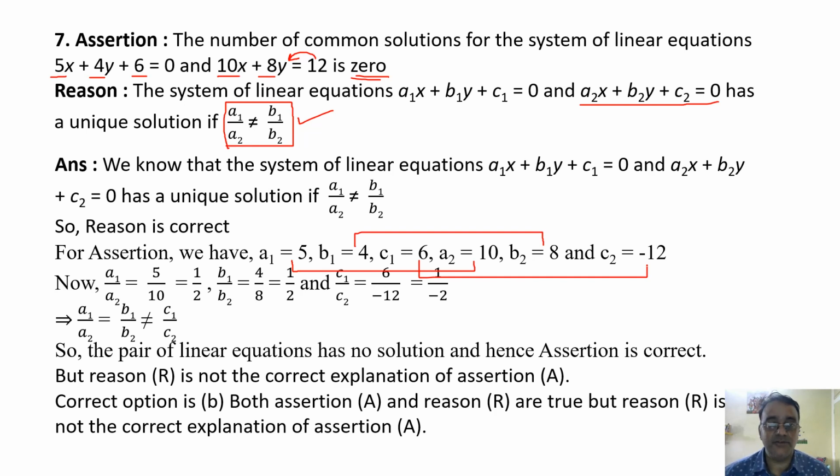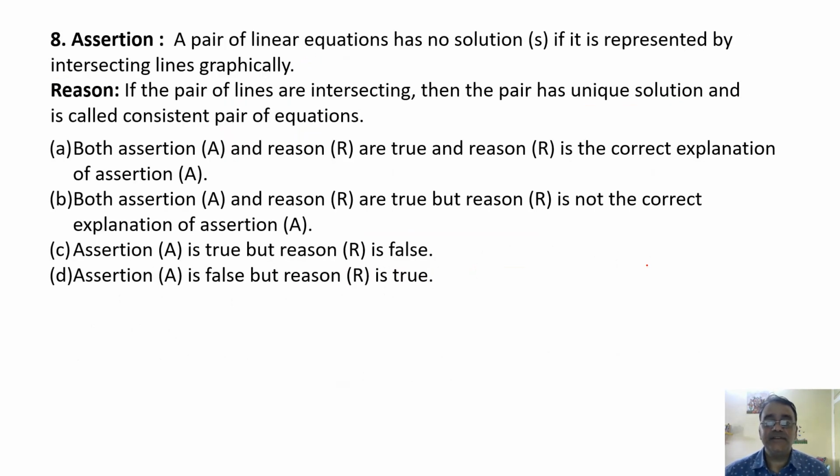Now we are moving toward question number 8. A pair of linear equations has no solution if it is represented by intersecting lines graphically. And the reason is, if the pair of lines are intersecting, then the pair has a unique solution and is called a consistent pair of equations.